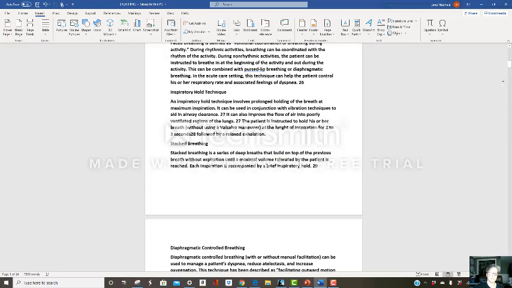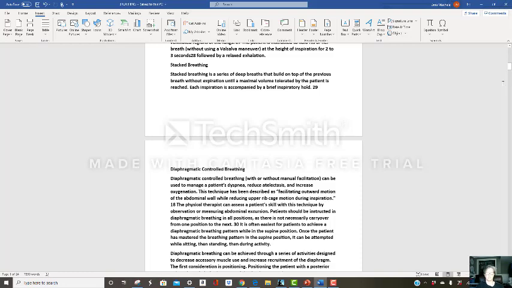Stack breathing. Stack breathing is a series of deep breaths that build on top of the previous breath without expiration until a maximal volume tolerated by the patient is reached. Each inspiration is accompanied by a brief inspiratory hold.